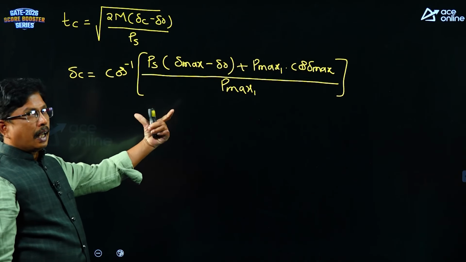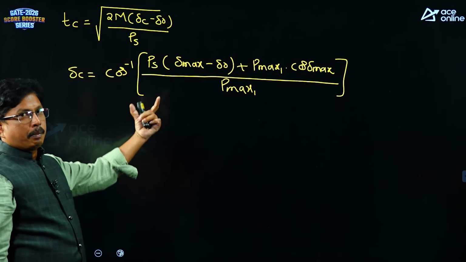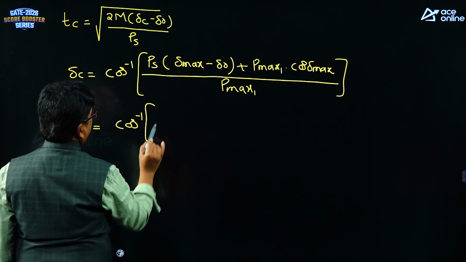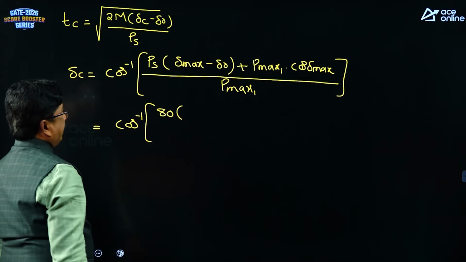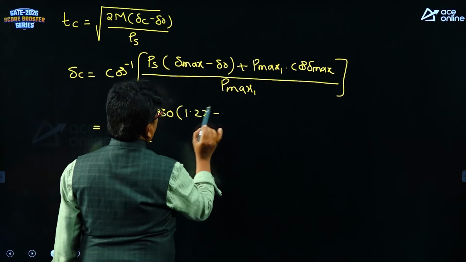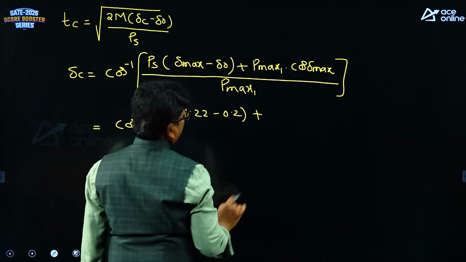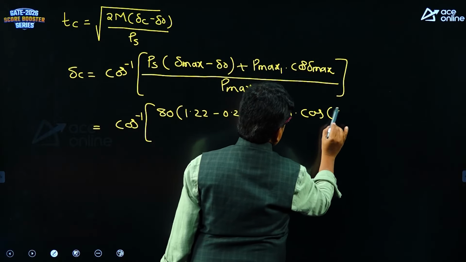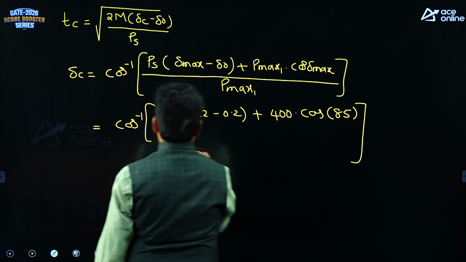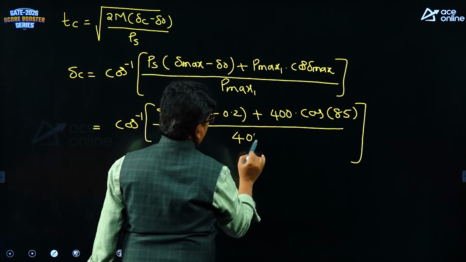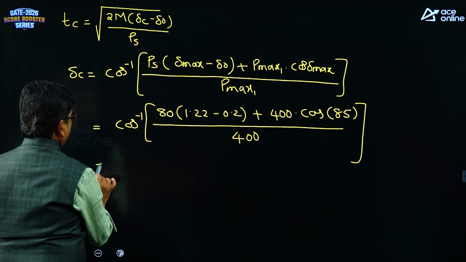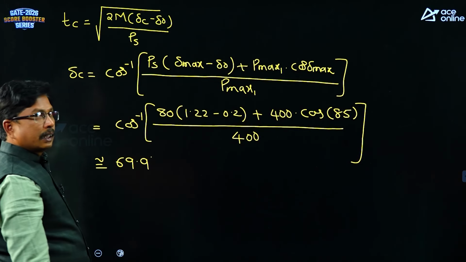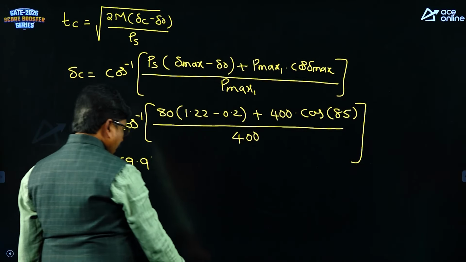See this case study. The last case study we have taken, right? Fault at the terminals of the generator. It is cos inverse of Ps is 80 megawatt, delta max 1.22 radians, delta naught 0.2 radians, P max 1 400 megawatt into cos of delta max, 85 degrees, whole divided by P max 1 400 megawatt. Calculate this one; approximately you get 69.9 degrees.